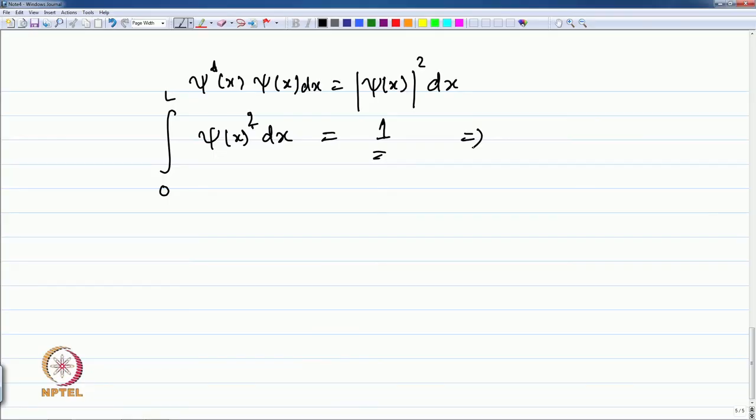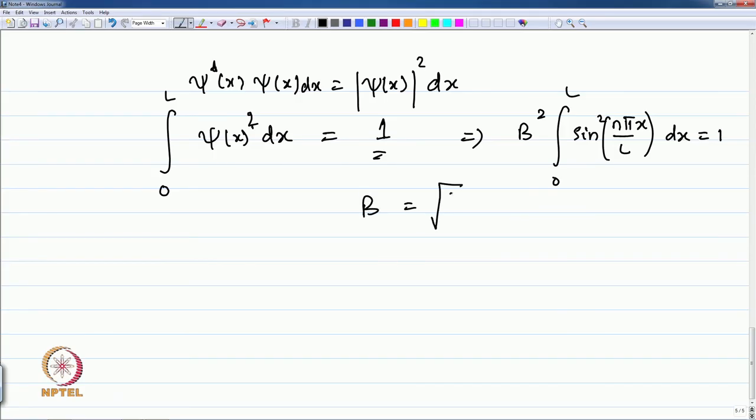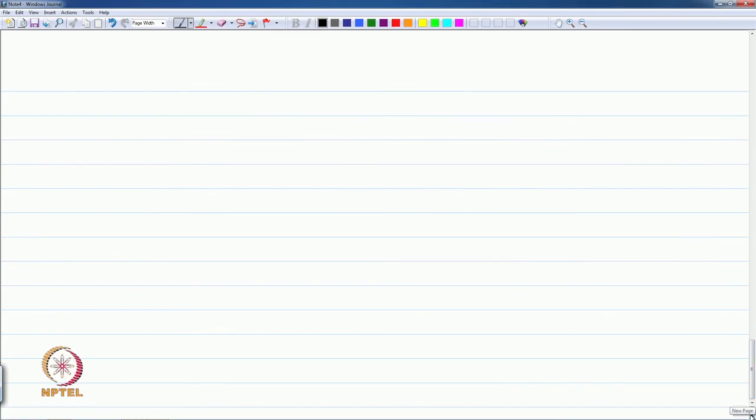This gives you immediately a value for B, because you have the integral of B squared sine squared n pi x by L dx between 0 and L, and that is equal to 1, which gives you B equal to root 2 by L. Therefore, you have got two results for the particle in the box, namely the wave function is root 2 by L sine n pi x by L, and E, the particle's energy, is given by h squared n squared by 8 m L squared.